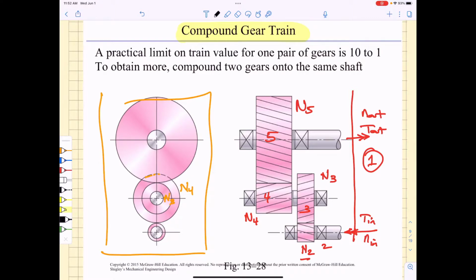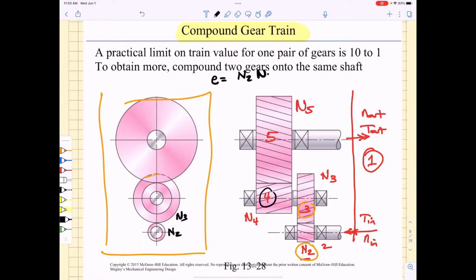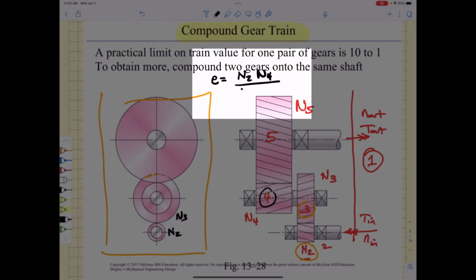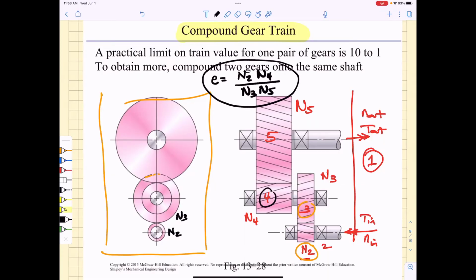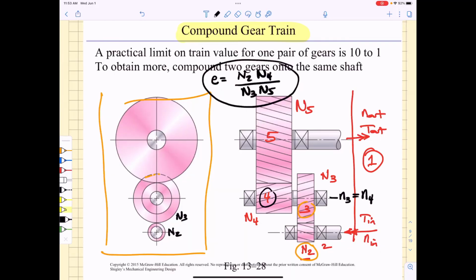But remember, the train value is just the product of the driving teeth divided by the product of the driven teeth. And in this case, gear 2 is driving gear 3, so it occurs in the numerator. Gear 4 is driving gear 5, so it occurs in the numerator. The driven gears are gear 3 and gear 5, so that is my train value in this case. And you can validate that if you want by looking at the RPM values at each of those gears, noting that the RPM of gear 3 is going to be equal to the RPM of gear 4 because they are sitting on the same shaft.